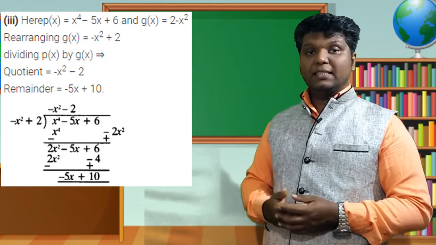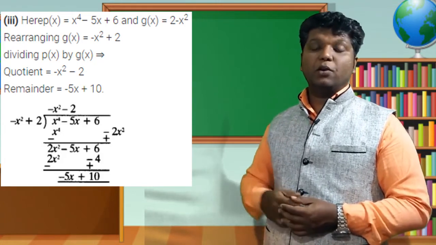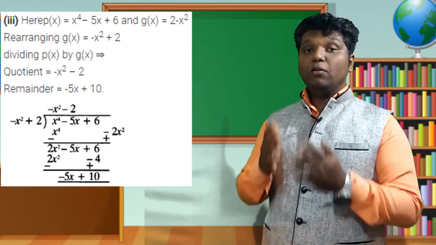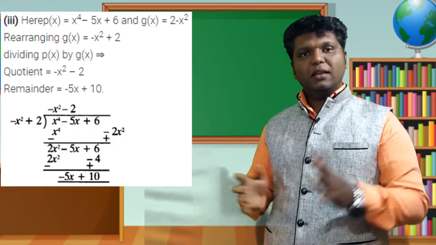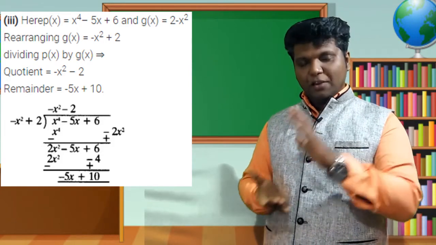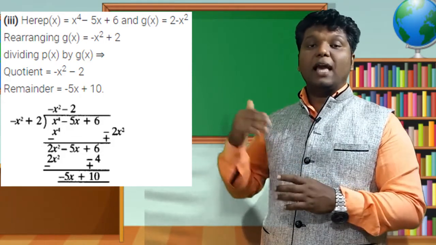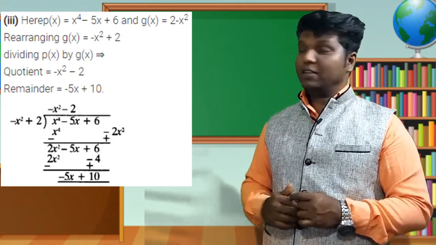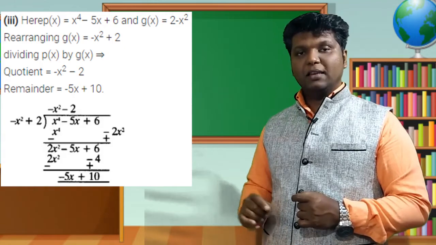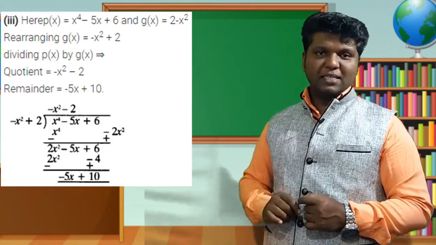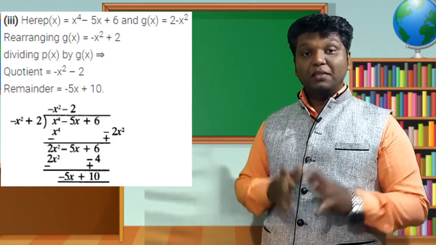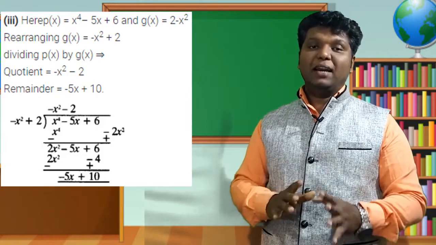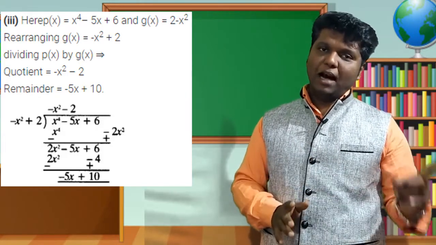So plus 6 and minus 4. Changing the sign of minus 4, it becomes plus 4. Now plus 6 and plus 4. After changing the sign, what we have to do? We have to add them. So plus 6 and plus 4, adding them, you will get plus 10. So what is the remainder? R of x is minus 5x plus 10. And what is q of x? Minus x square minus 2. This is the way how to divide a given polynomial by another polynomial.